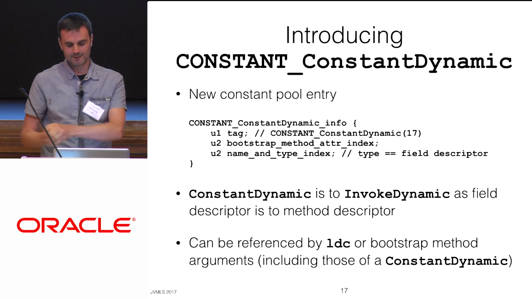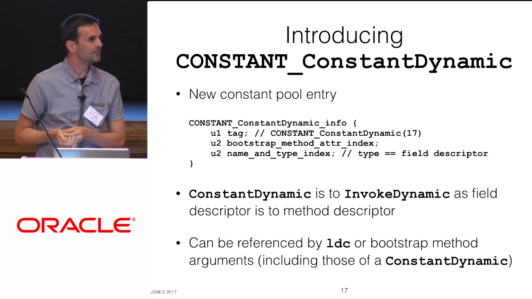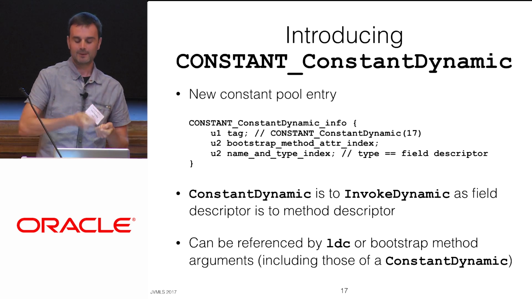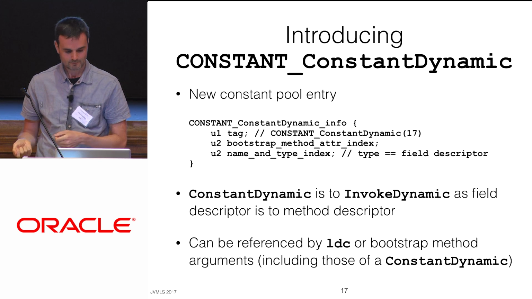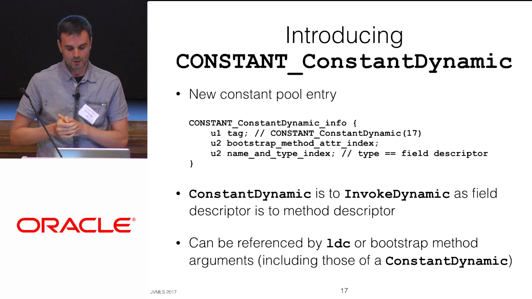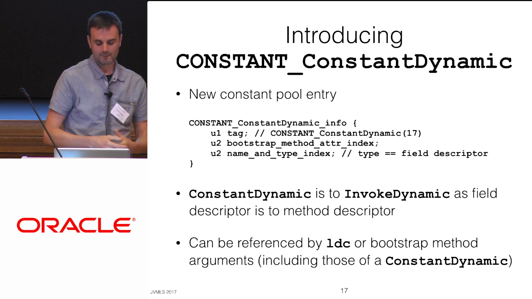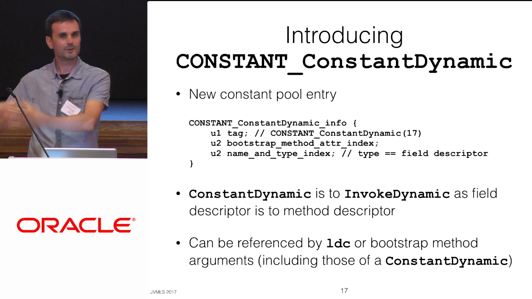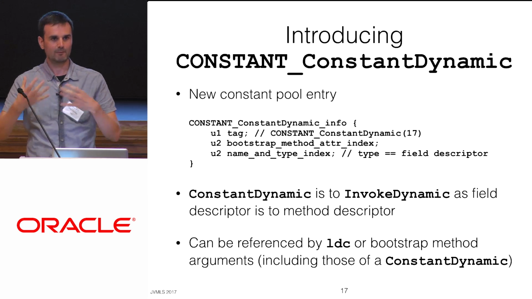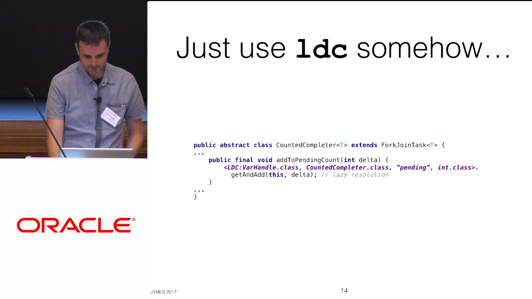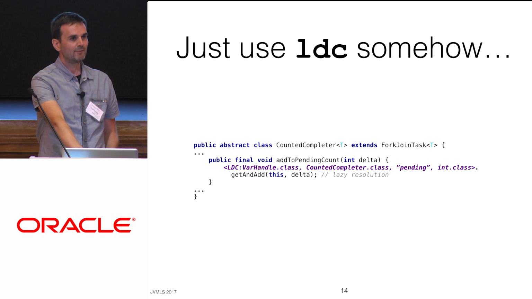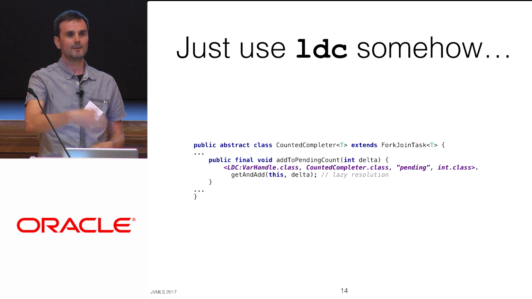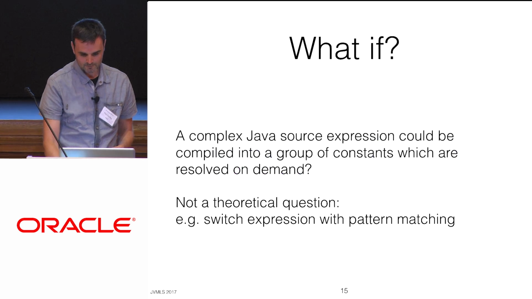So ConstantDynamic is to InvokeDynamic as field descriptor is to method descriptor. We're leveraging the name and type, but the type in there is a field descriptor instead of a method descriptor. And we can reference it by LDC or a Bootstrap method arguments, including those in ConstantDynamic. So we essentially can get sort of recursive references going on here. So the Bootstrap method can represent int.class and so forth like that. So if I just go back to here, we see we want to reference int.class. If we're looking for a var handle to an int field, int.class has to be represented as a constant dynamic because we can't represent it directly.